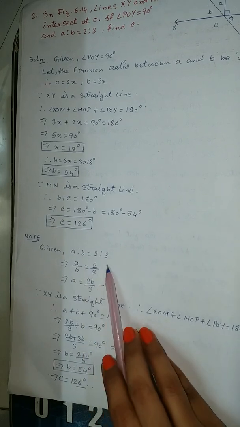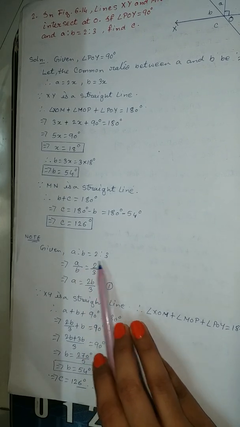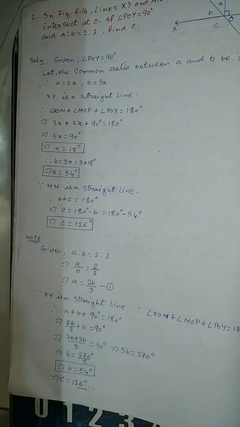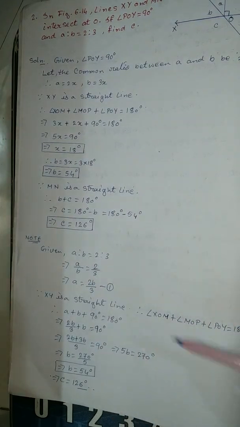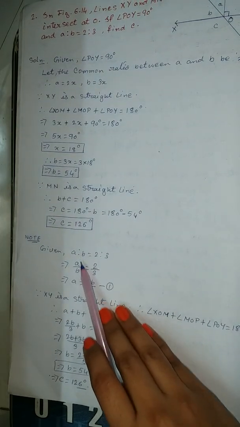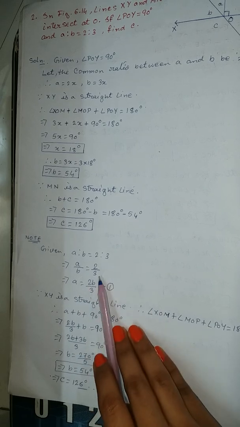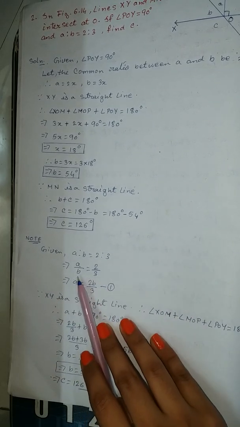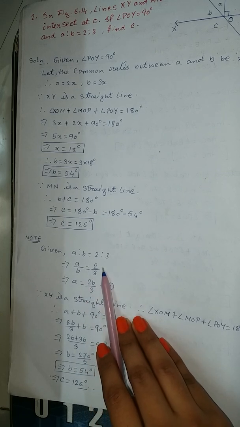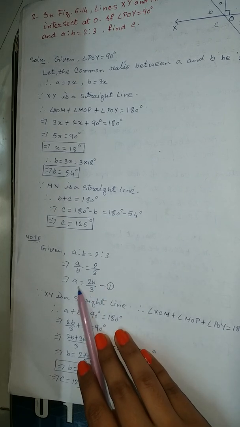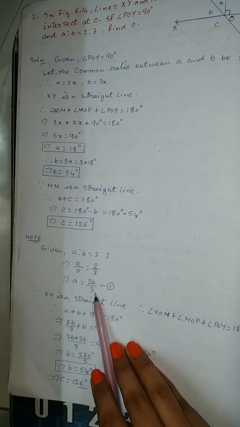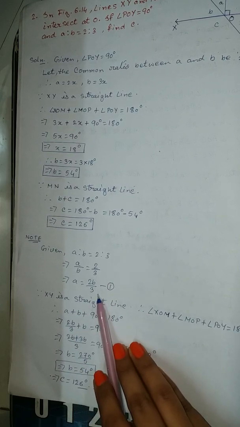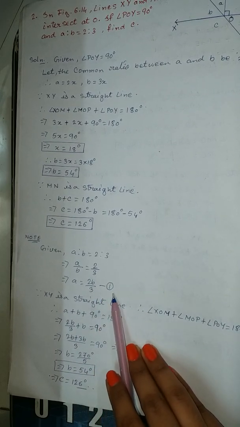So this was the given condition: A is to B is equal to 2 is to 3. By ratio we mean A by B is the fraction, so we can rewrite this as A by B is equal to 2 by 3. From here, we have not cross multiplied, we have just taken B to the other side. Therefore we get A is equal to 2B by 3. Let's mark it as equation 1.